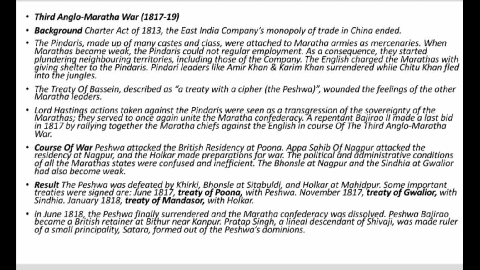In June 1818, the Peshwa finally surrendered and the Maratha Confederacy was dissolved. The Peshwaship was abolished. Peshwa Bajirao became a British pensioner at Bithur near Kanpur, and Pratap Singh, a lineal descendant of Shivaji, was made ruler of a small principality. Satara was formed out of the Peshwa's dominions.